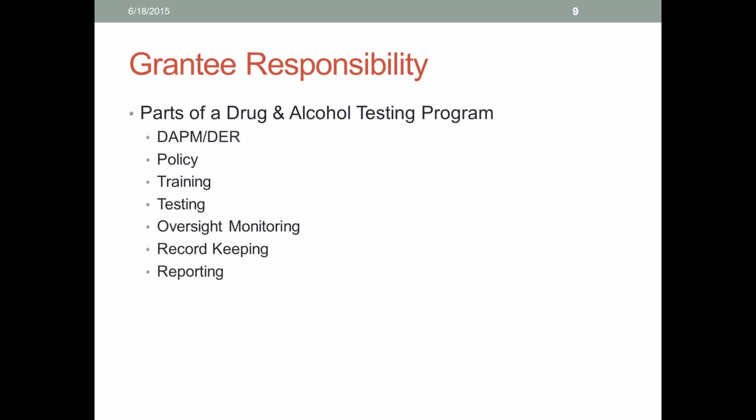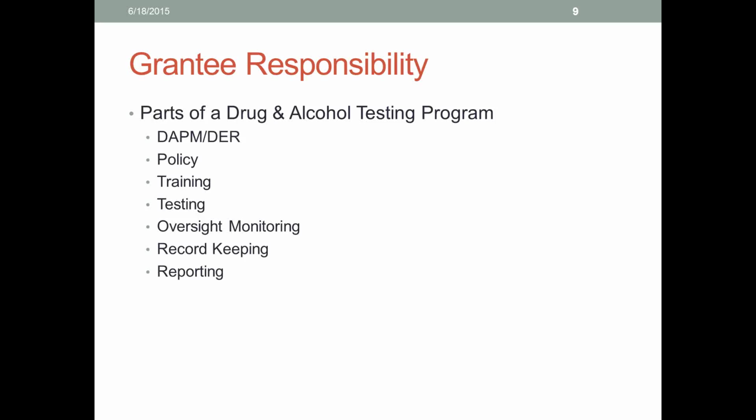The subrecipients or grantees in our lexicon are responsible for oversight monitoring. That's oversight of the entire process, not just the policy, not just the training. That also includes the minutia of making sure that the employee gets to the testing center in an appropriate and adequate amount of time, not leaving them too much time, but leaving them enough time. They have to ensure that the custody control forms are filled out appropriately, et cetera. They're also responsible for record keeping. There are certain types of records that have to be kept on site for a certain period of time, even after an employee is no longer in your employ. You have to know what that is. And then there's an annual reporting requirement that comes along with that.